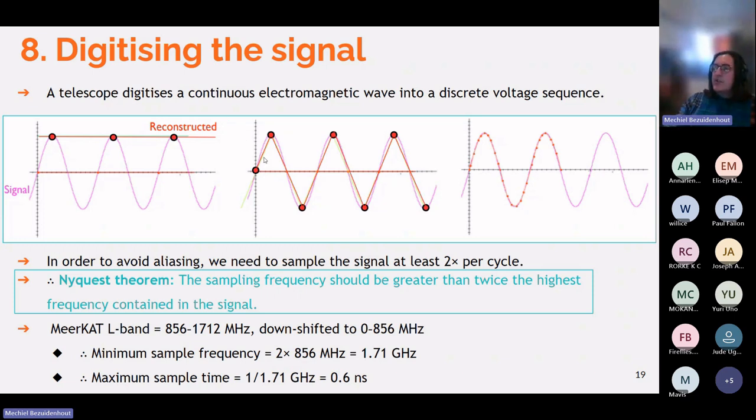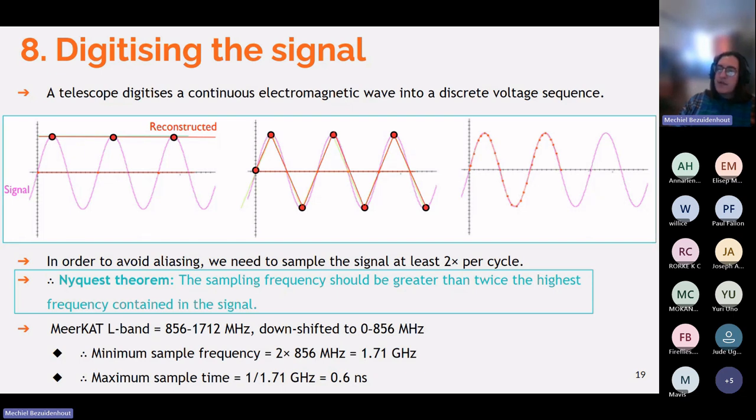If we use 2 samples per cycle, we get a sawtooth signal like this one. And so the general principle is if we want to accurately reconstruct the signal, we have to sample the signal at least twice every cycle. And if you sample it less often, you get an effect called aliasing, which basically means inaccurate or ambiguous reconstruction of the original signal.